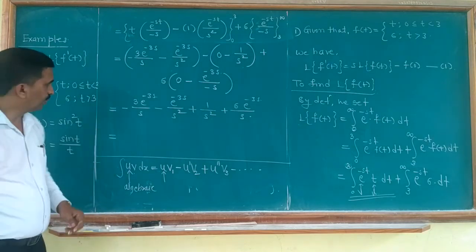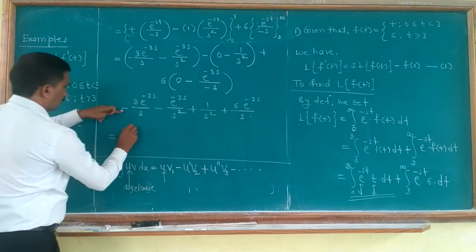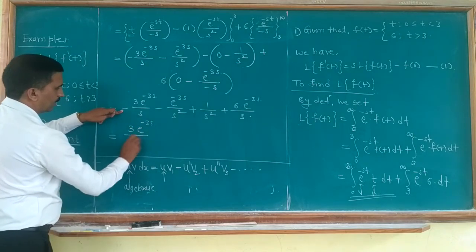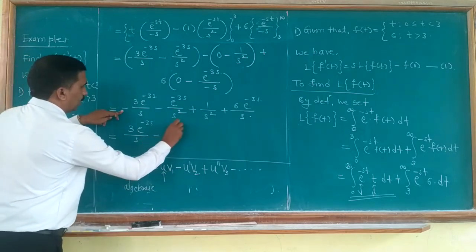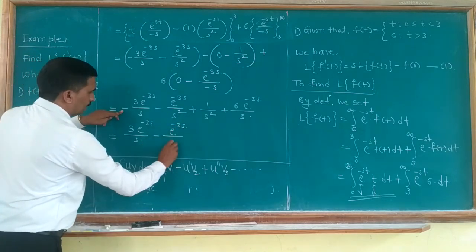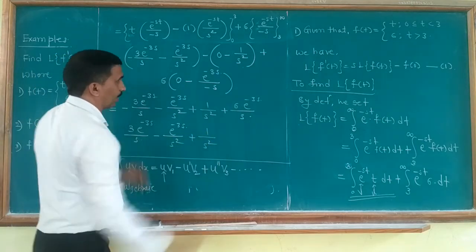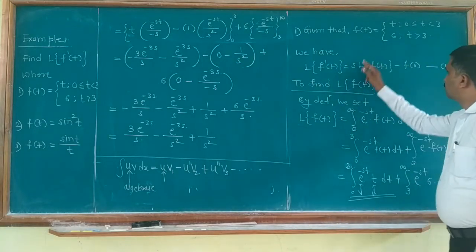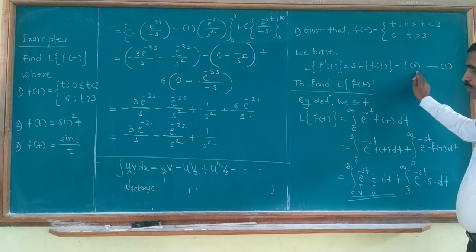Now you just simplify the terms. Here minus 3 and here plus 6, so we get 3 e raised to minus 3s divided by s. Then next is minus e raised to minus 3s upon s square and plus 1 upon s square. So here we get the value of Laplace transformation of f of t. Now next we need the value of f of 0.